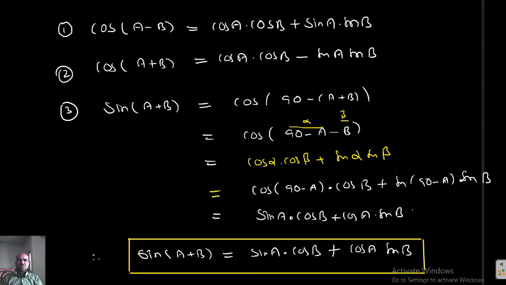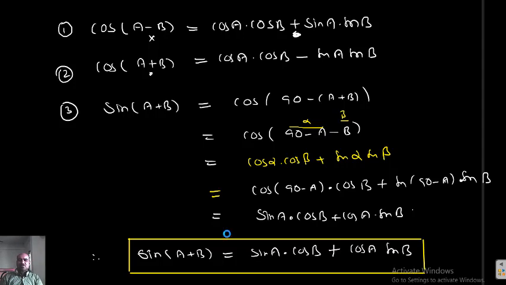Students, important. For cos of (a minus b), it is cos a cos b; here minus means here plus, and plus means here minus. Cos first, next sin. For sin of (a plus b), it is sin a cos b plus cos a sin b: sin first, next cos. Sin a cos b plus cos a sin b.